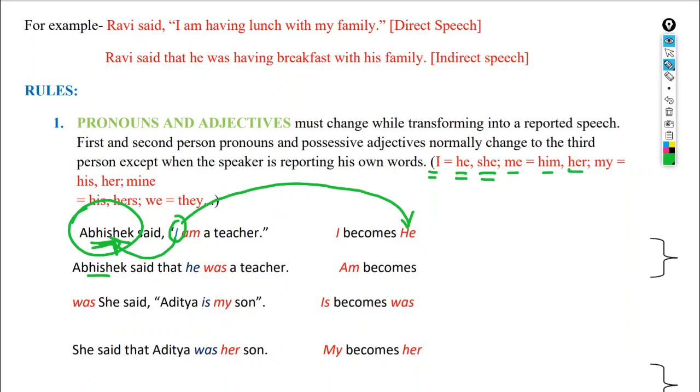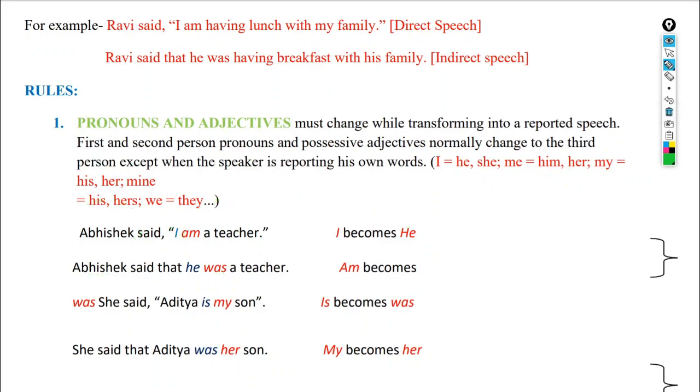Her, him or her, and my will be transformed into his. My will be transformed into his. Therefore, let us continue. Abhishek said that he was a teacher. Here you have seen that am is transformed into was. Let's continue.